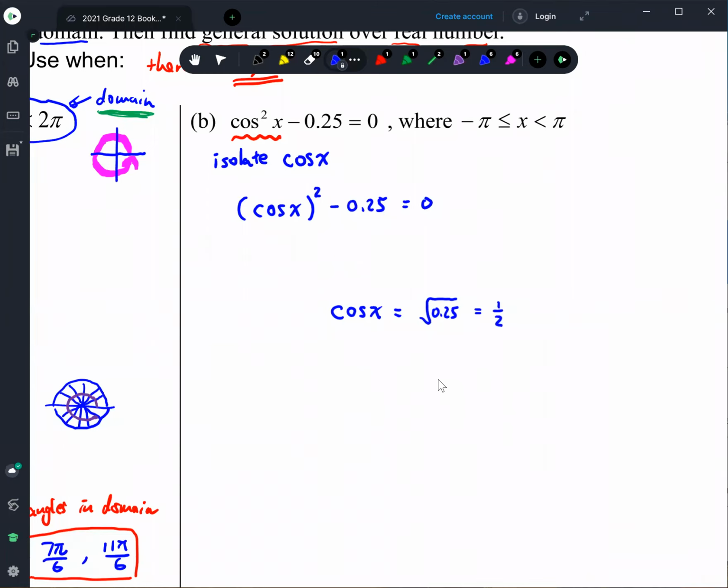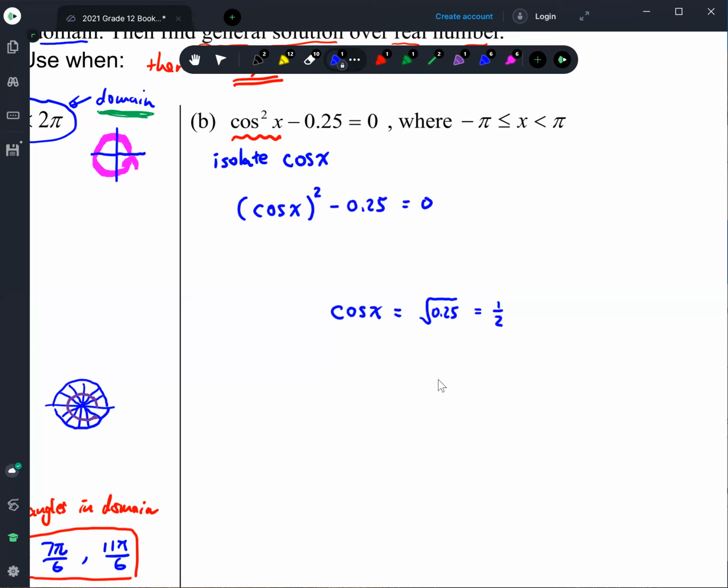Anyone else got something different or anything you want to add? Angela, how about you? I got the same thing. Okay, and nothing else? I got 0.5, but it equals 1 over 2. Yeah, 0.5, same as 1 over 2. Okay. Anyone else have something else?